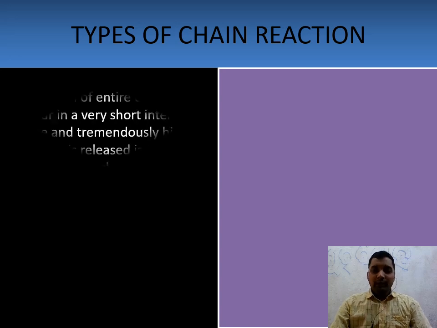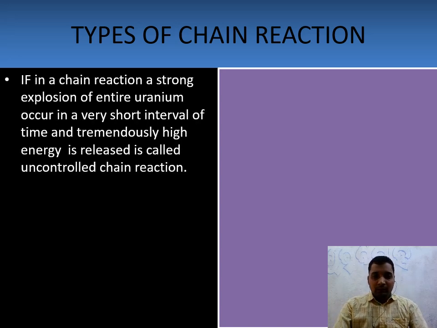First, whenever these 3 neutrons come after uranium-235 is bombarded by a neutron and changes to uranium-236, the uranium-236 again gives 3 neutrons, and those 3 neutrons again hit different uranium-235 atoms, and the same process continues. At once, in a very small interval of time, a very high amount of energy is emitted, which is very difficult to control. In a very short interval of time, a strong explosion takes place. We call this the uncontrolled chain reaction, because it is very difficult to control that much energy.